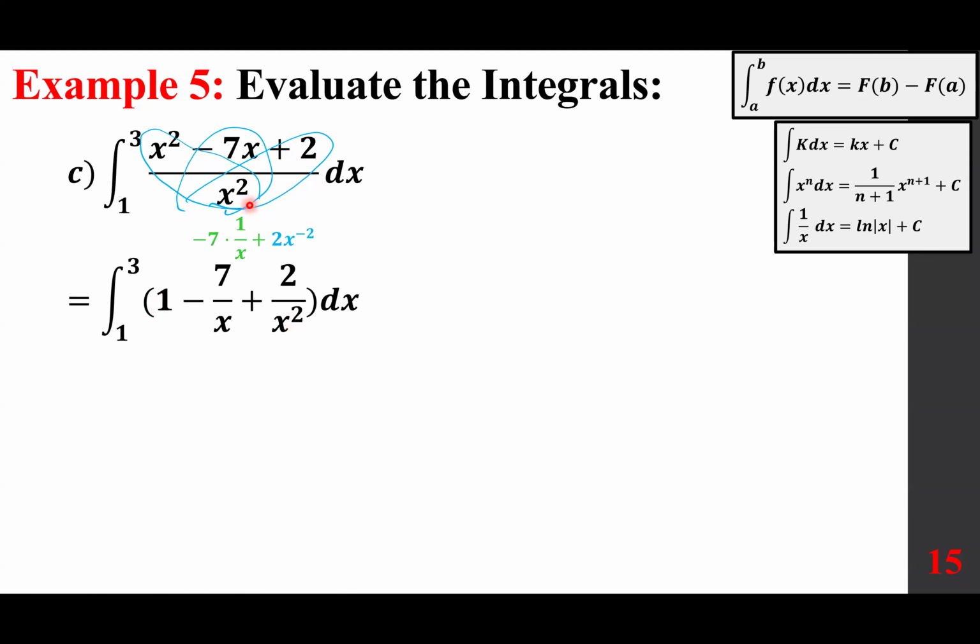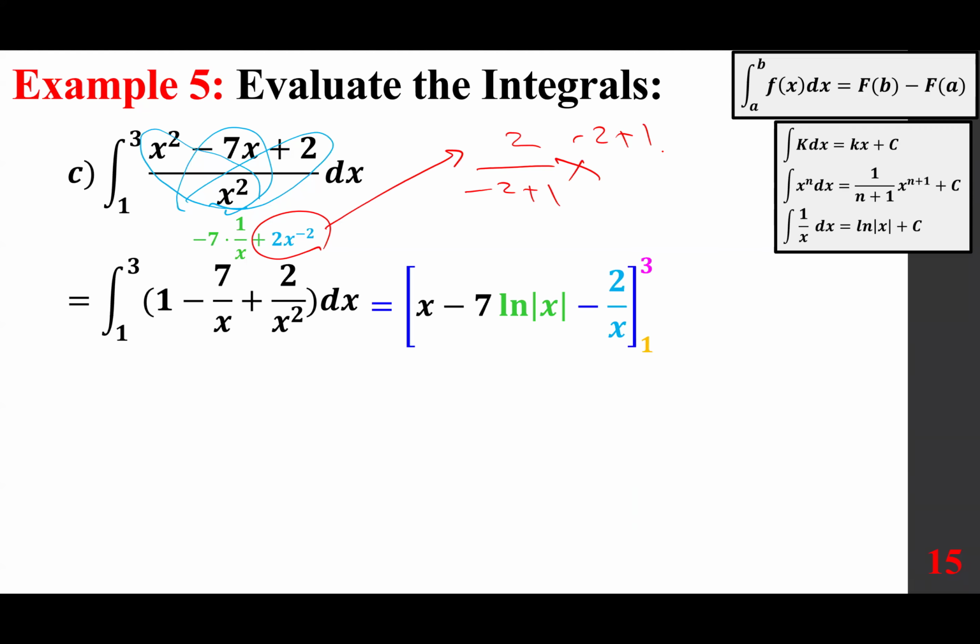This is x, this is minus 7 ln x, and this one, 2 over negative 2 plus 1, x to the power of negative 2 plus 1, which is minus 2 over x. We have done this before. It's in your notes. So plug in 3, plug in 1, and subtract them. When we plug in 3, we get 3 minus 7 ln 3 minus 2/3. When we plug in 1, we get 1 minus 7 ln 1 minus 2.